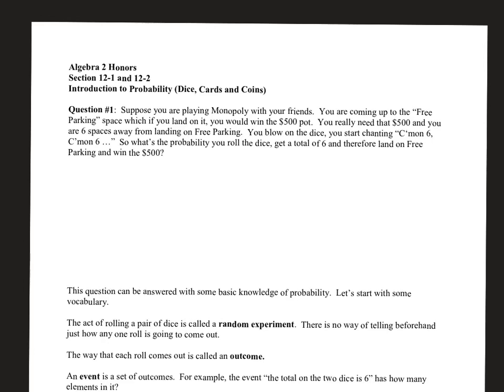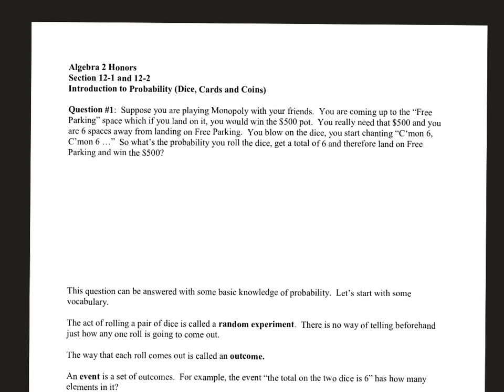And so, first question, suppose you're playing Monopoly with your friends. Hopefully you guys have played Monopoly before. And if you haven't, the way that you get around the board is you roll a pair of dice. So you are coming up to the free parking space, which if you land on it, you would win the $500 pot. You really need that $500, and you are 6 spaces away from landing on free parking. You blow on the dice, you start chanting, come on, 6, come on, 6. So what's the probability you roll the dice, you get a total of 6, and therefore land on free parking and win the $500?